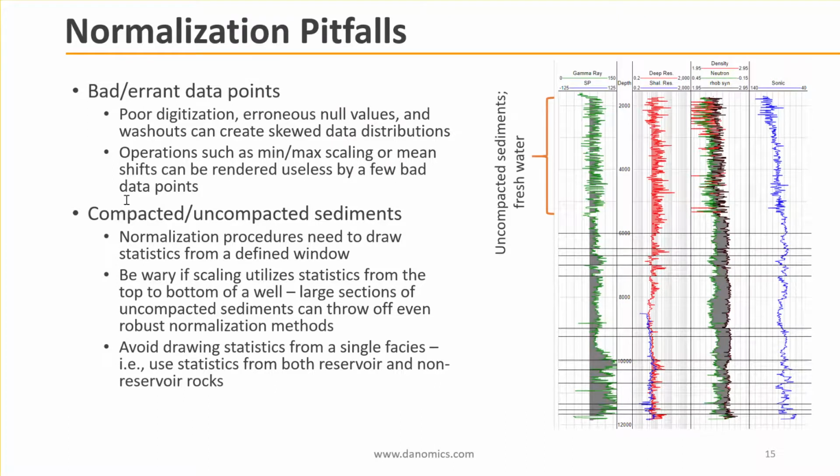The other thing that I mentioned earlier is if you have compacted and uncompacted sediments, those uncompacted sediments, the density will be significantly lower. Often you're in fresh water, so the resistivity will be significantly higher. So if you're going to be looking at uncompacted sections, maybe you don't want to use the statistics from those when you're evaluating your older, more consolidated sediments. So just something to be aware of there.